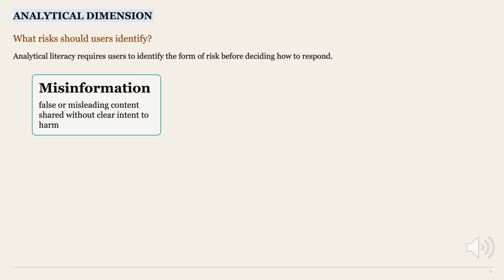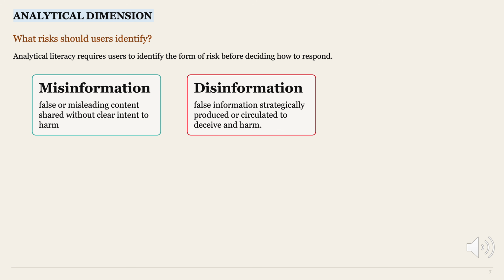Misinformation refers to false or misleading content that may be shared without a clear intention to harm. For example, someone may repost an inaccurate claim because they believe it is true. Disinformation is different from misinformation because it involves false information produced or circulated strategically in order to deceive and harm. Here, the intention is to manipulate.